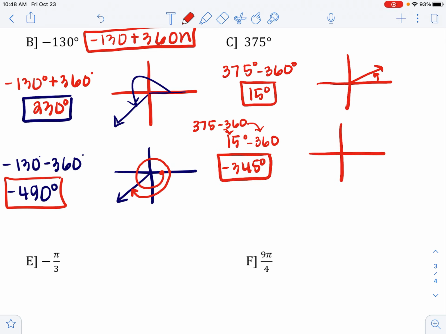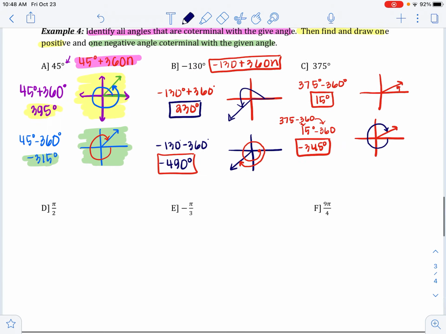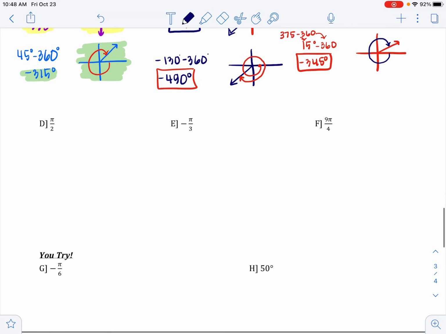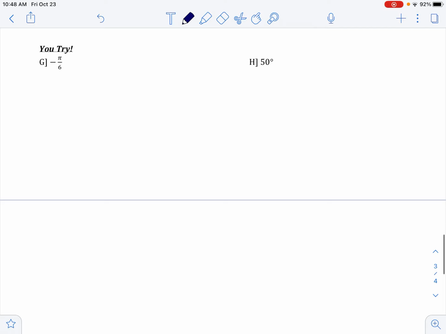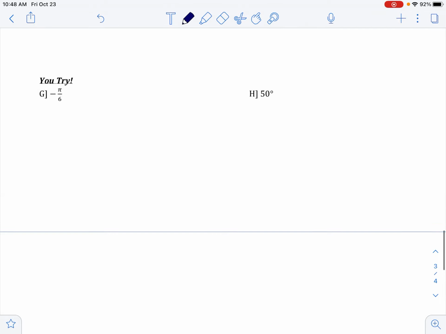Drawing it, I know it ends in the same exact spot as 15 degrees would, but now I have to draw negative, so I'm going to start at my positive x-axis, go clockwise, and then go until I hit that. It's not negative 360, so I'm not going to keep going, but that's where I stop. Why don't you pause the video and try H on your own really quick, and then I'll write down the answers so you can check them.